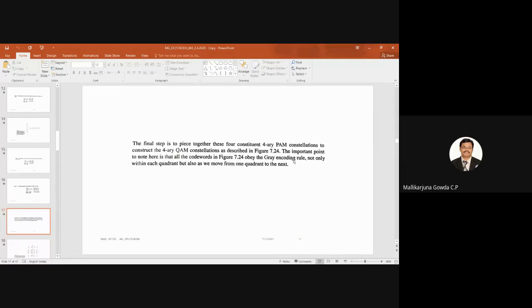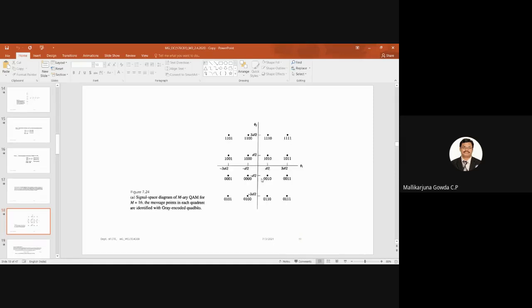So I will highlight this point. The important point to note here is that all the code words obey the Gray encoding rule, not only within each quadrant, but also as we move from one quadrant to the next one. Okay, I think that you can check.